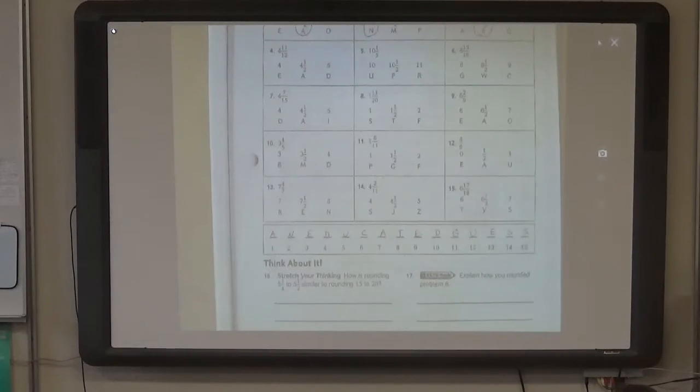Did any of you have trouble with any of them? Which one? 6/11. So 6/12 would be 1/2. That means 6/11 is also close to a half. Okay. So that's what we're talking about with estimating and rounding.